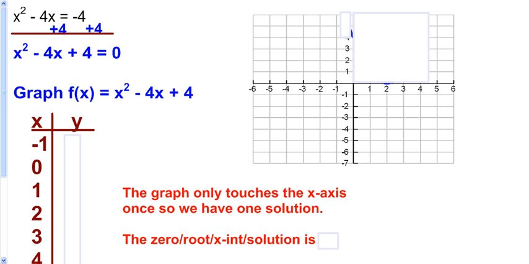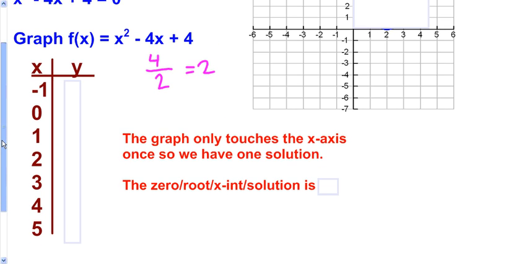Then you want to use your negative b over 2a. Once again, negative b over 2a would be the opposite of negative 4 over 2, and so we get 2. So now you want to go ahead and choose 2 for the middle of your t-chart, and then choose 3 numbers on each side of 2. Plug those into your function to get your output. Then you want to go ahead and graph those points.